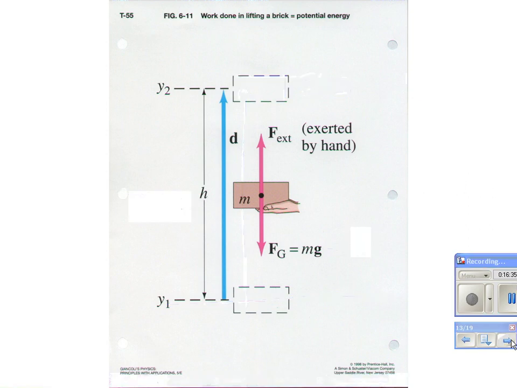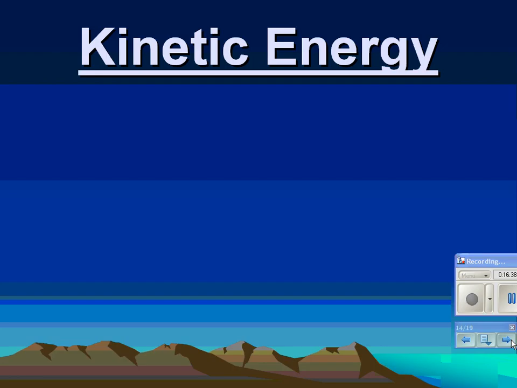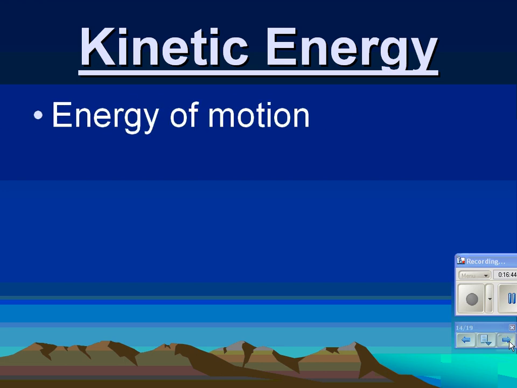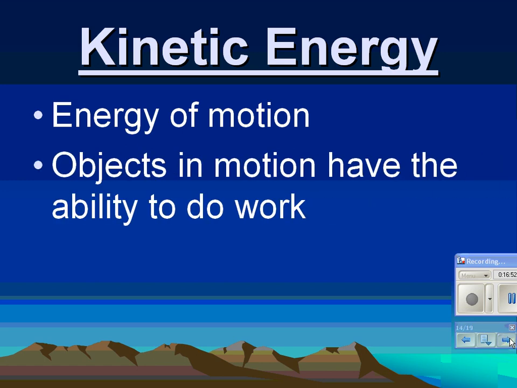So here comes our second main type of energy, which is called kinetic energy. Kinetic energy is the energy that something possesses by virtue of its motion. Remember, potential energy is the energy by virtue of something's location. And basically, if an object is in motion, it has an ability to do work.